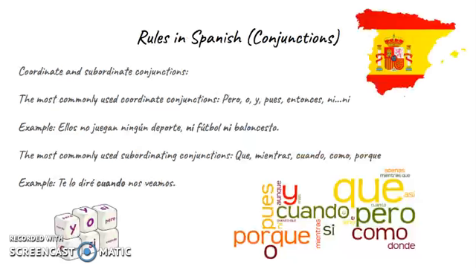Rules in Spanish. Coordinating and subordinating conjunctions. The most commonly used coordinating conjunctions are pero, o, y, pues, entonces, and ni. Example, ellos no juegan ningún deporte, ni fútbol, ni baloncesto. The most commonly used subordinating conjunctions are que, mientras, cuando, como, and por qué. Example, te lo diré cuando nos veamos.